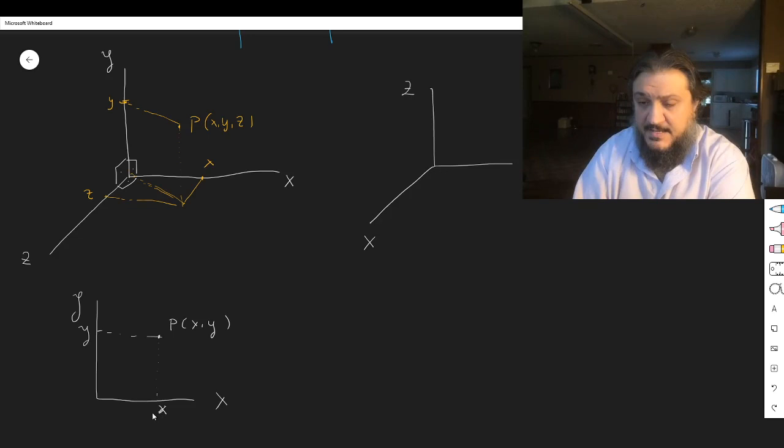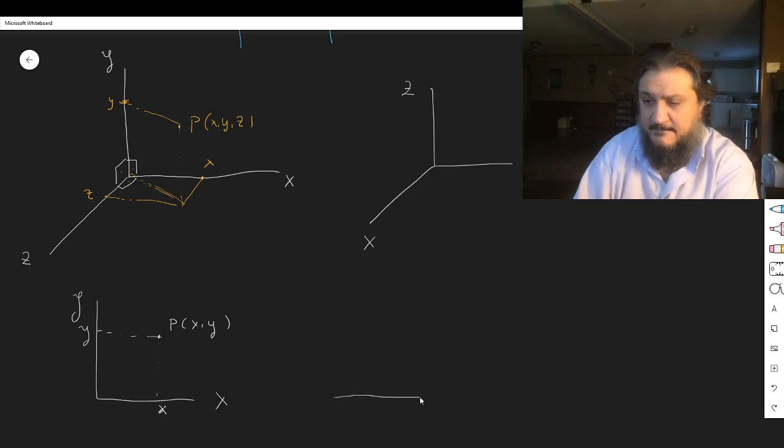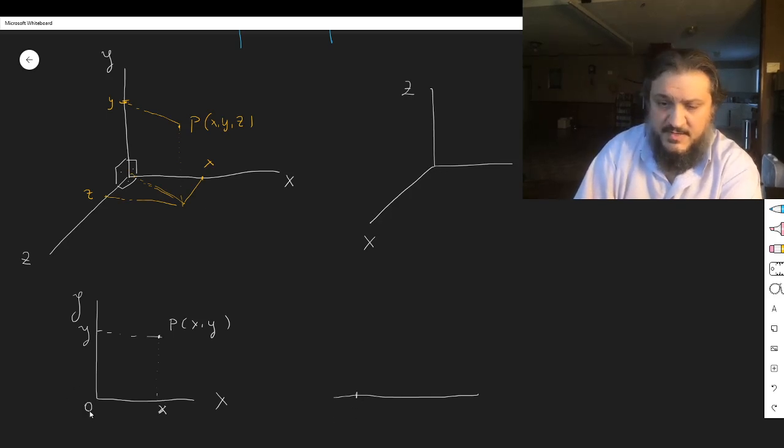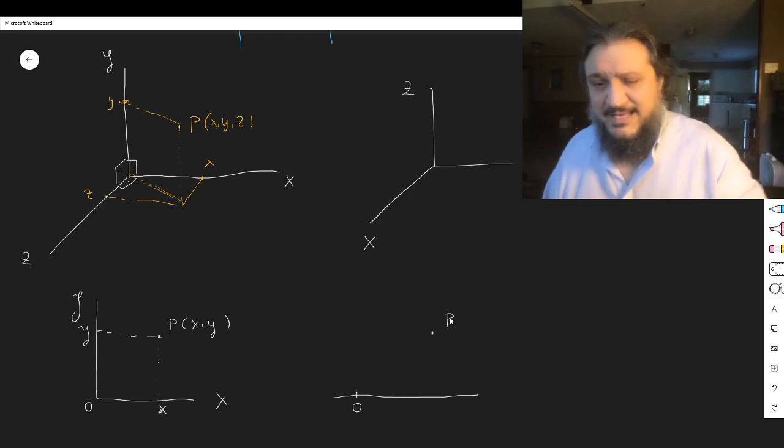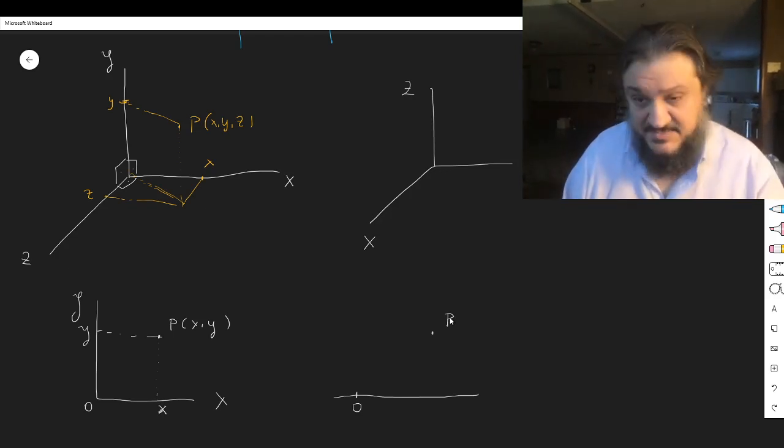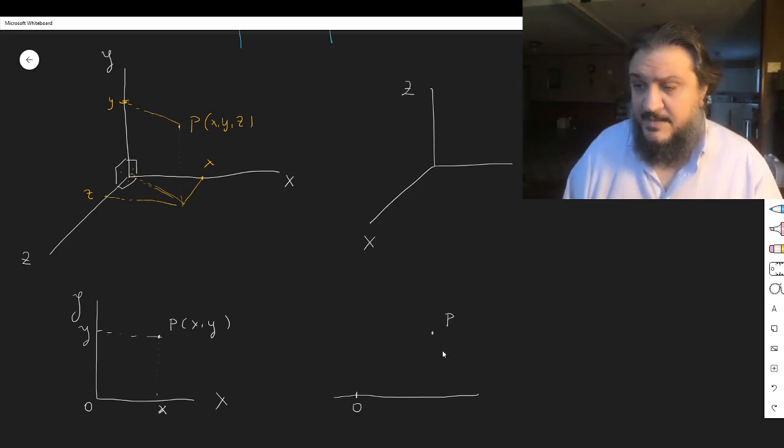Now, two numbers define a point uniquely, but do they have to be these X and Y? What if I keep the x-axis and keep my 0 as my origin here? So I want to find that point P, which was over there, right? I mean, I did not move the point. I'm just getting rid of the y-axis. That's pretty much what I'm doing here.